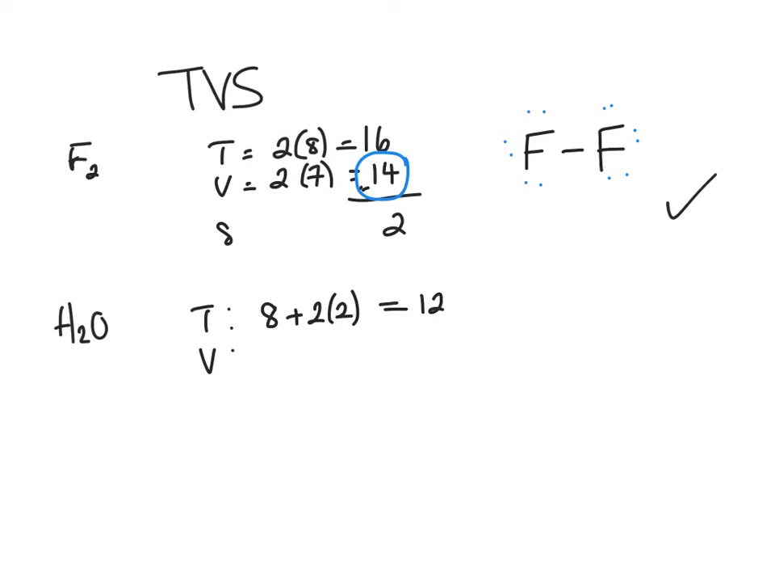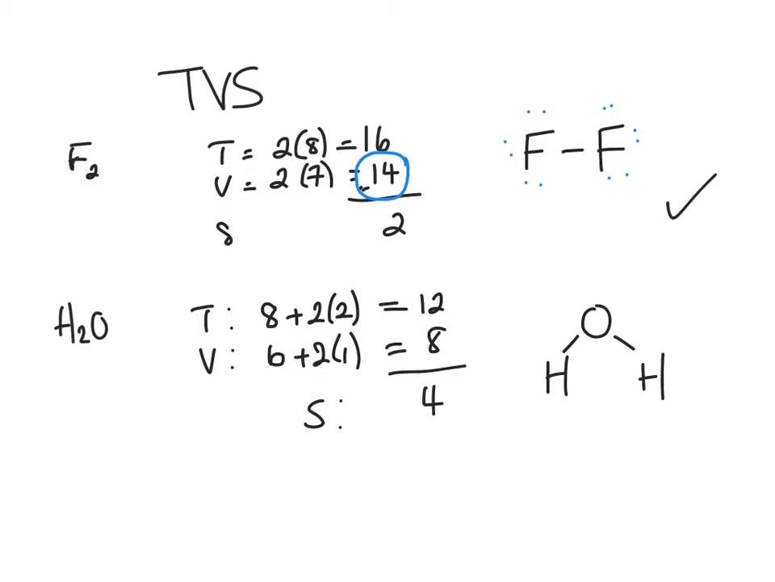So now valence electrons. Oxygen brings 6, 2 hydrogens bring 1 each, for a total of 8. So if we subtract 8 from 12, we get 4 shared electrons. Divide that by 2, and we know there's 2 bonds. Oxygen is in the middle because it's got the highest combining capacity.